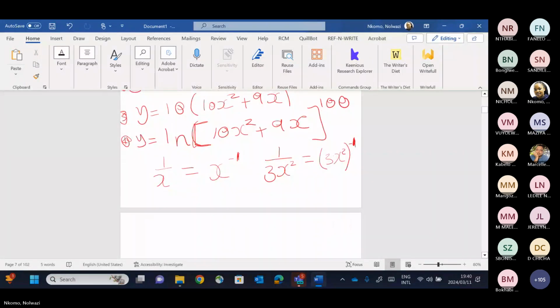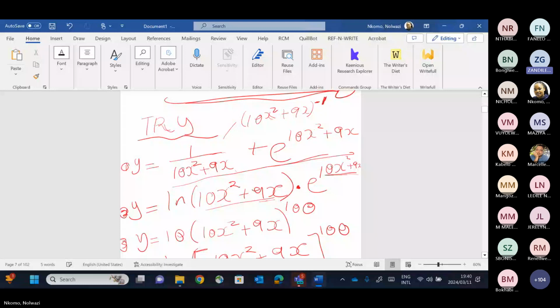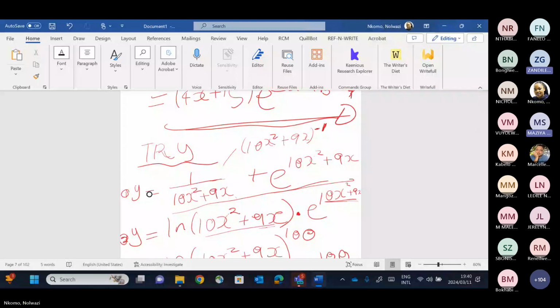Okay, number 2 it's ln of 10x squared plus 9x in brackets. Then it's e to the power 10x squared plus... I can't see what that is. 9x. It's 9x. Oh, it's 9x. Yes. Thank you.